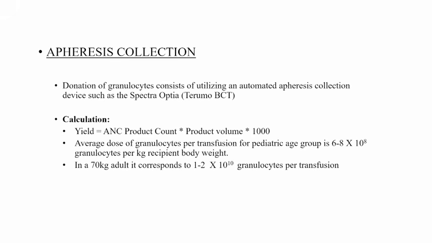For collection of the granulocytes, it is usually done using automated apheresis collection devices such as Spectra Optia, and final yield of the collected product is calculated using the formula: absolute neutrophil count of the product × product volume × 1000. Average dose of granulocytes per transfusion for pediatric age group is 6 to 8 × 10^8 granulocytes per kilogram of the recipient body weight, whereas for an adult of 70 kilogram, it corresponds to 1 to 2 × 10^10 granulocytes per transfusion.